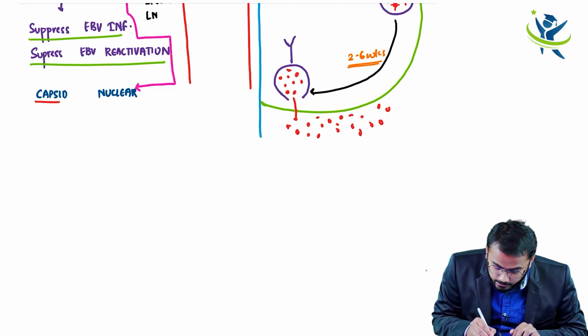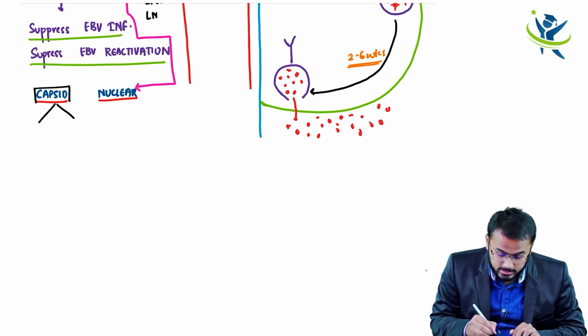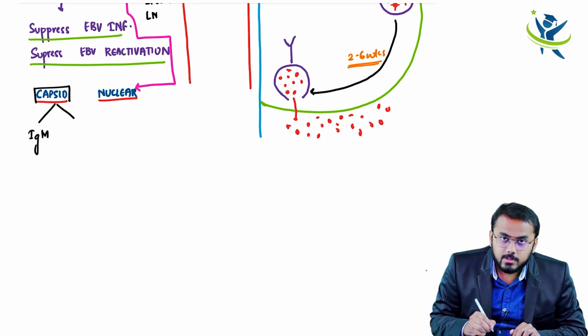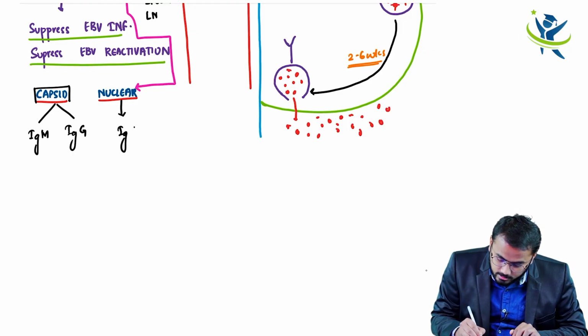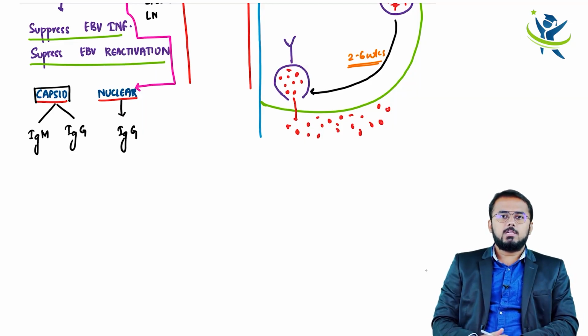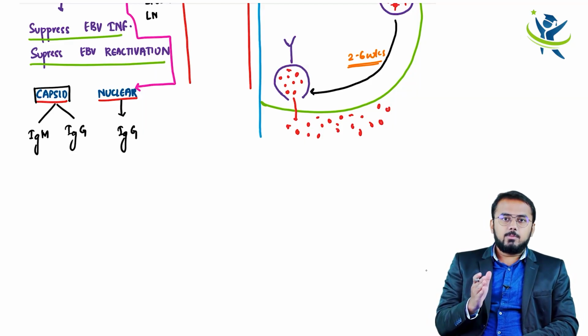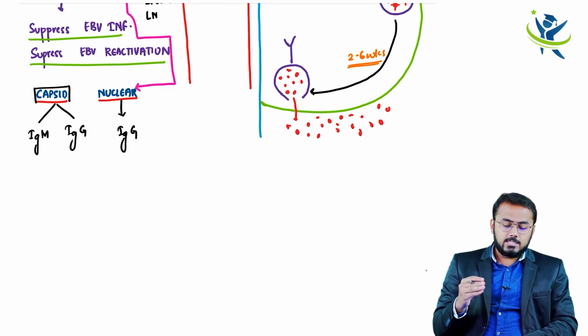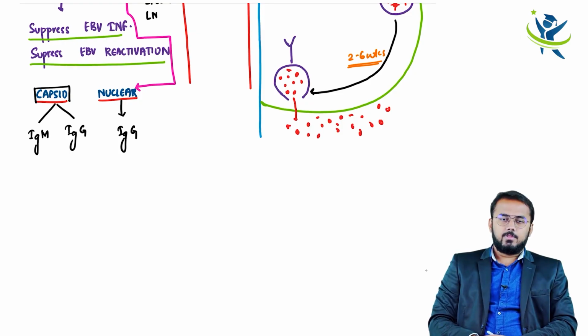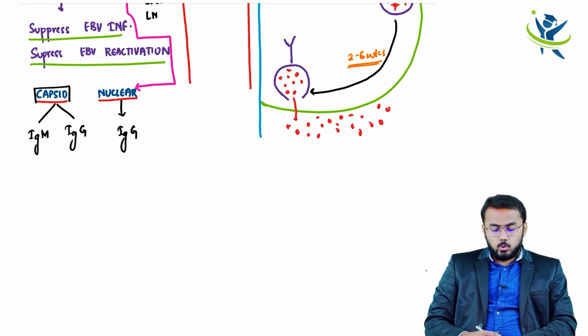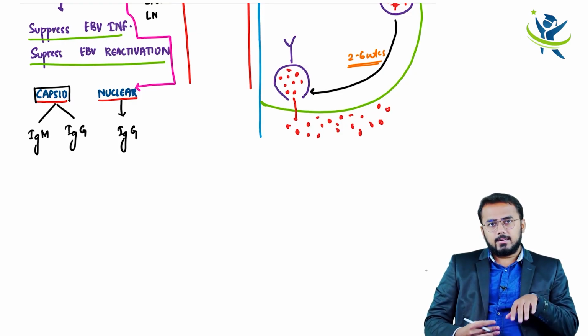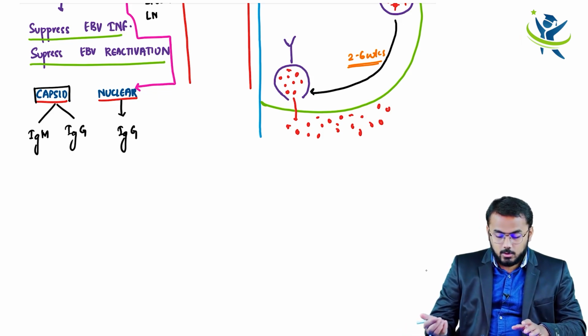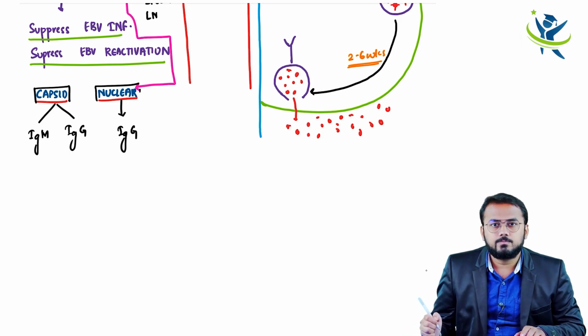Now, look here, these capsid antibodies are of two types. Some are IgM and some are IgG, but nuclear antibodies are only IgG. So, which two groups of antibodies are released? IgM, IgG. Some IgM antibodies attack the capsid. Some IgG antibodies attack the capsid. Some IgG antibodies attack the nucleus, because there are two antibodies that are released, IgM and IgG. Some are directed towards the capsid, some are directed towards the nucleus. Okay, so these are the important things which you need to know.